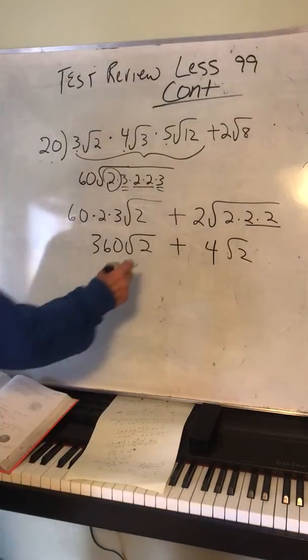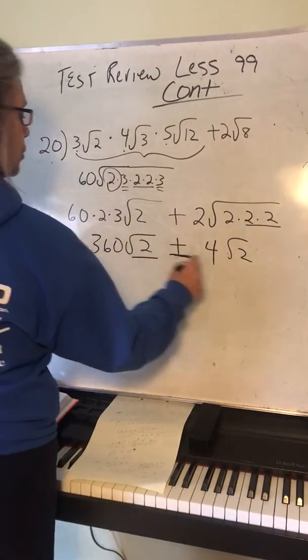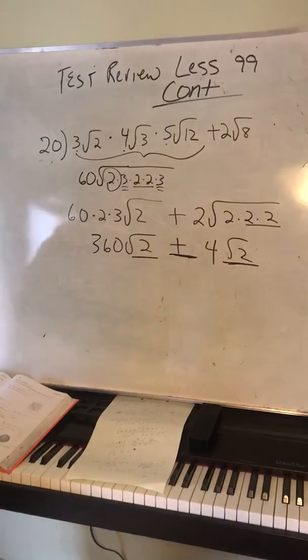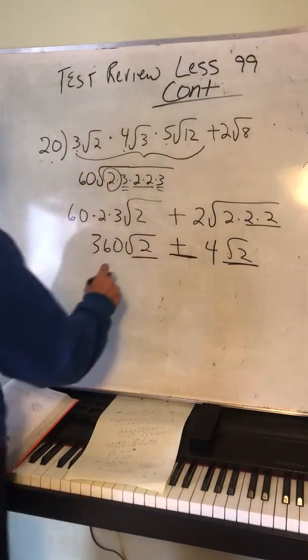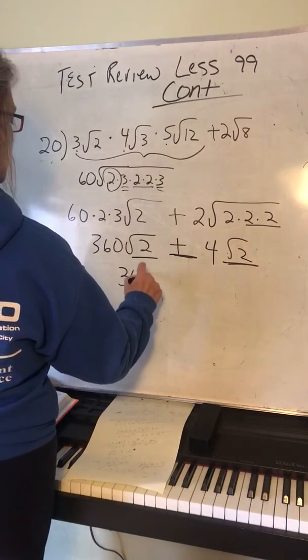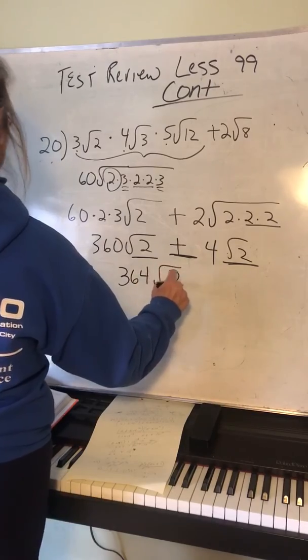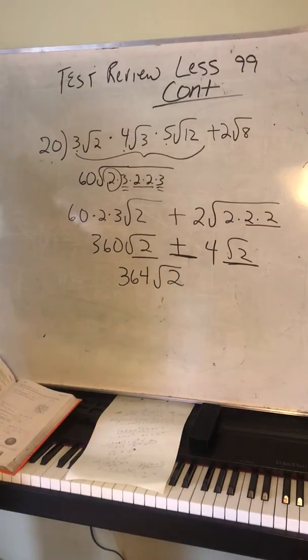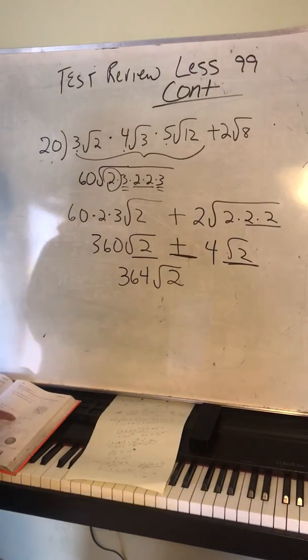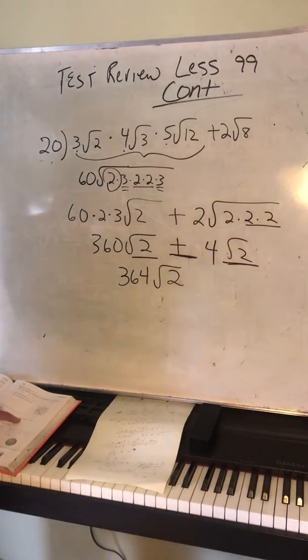So now we're adding, and we have like terms, don't we? Square root of 2, square root of 2. So we can add those two together, and we get 364 square root of 2. And that is our answer. That was number 20. Let's do 21.